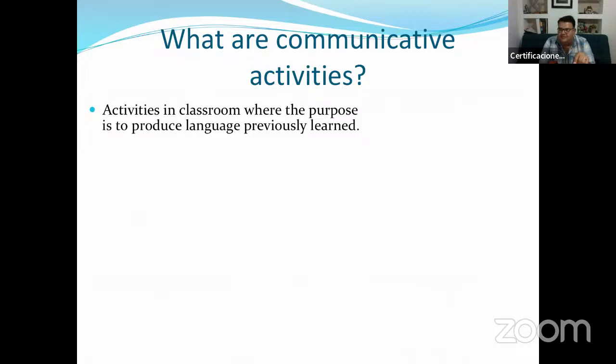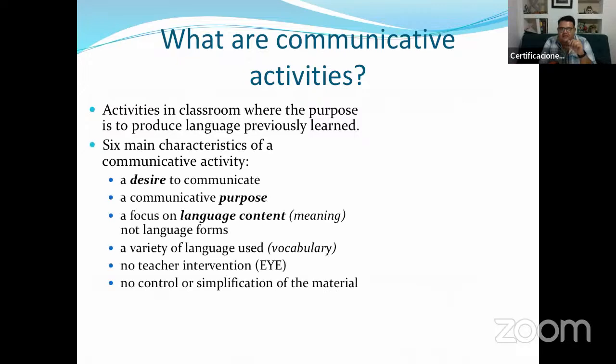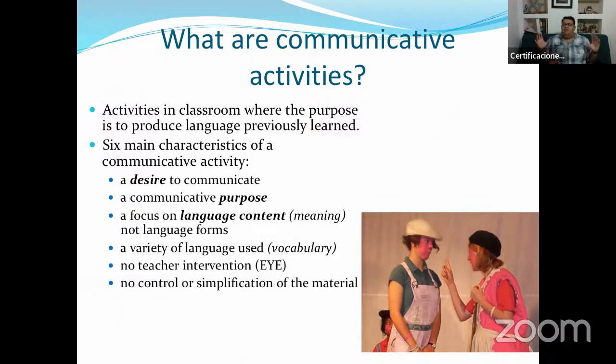Okay, good. So there are six main characteristics of a communicative activity: a desire to communicate, a communicative purpose, a focus on the language content, variety of language used, no teacher intervention, and no control or simplification of the material. So again, for a successful and effective conversation activity, you need these six characteristics, okay? Let's go.